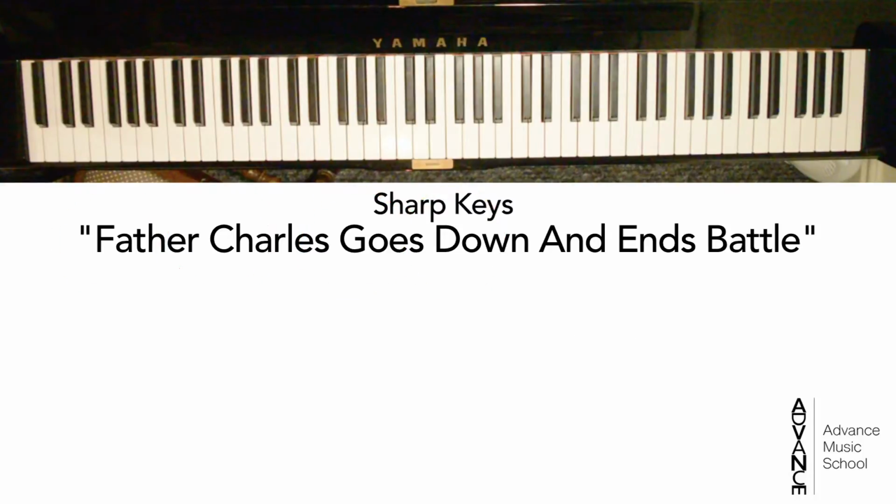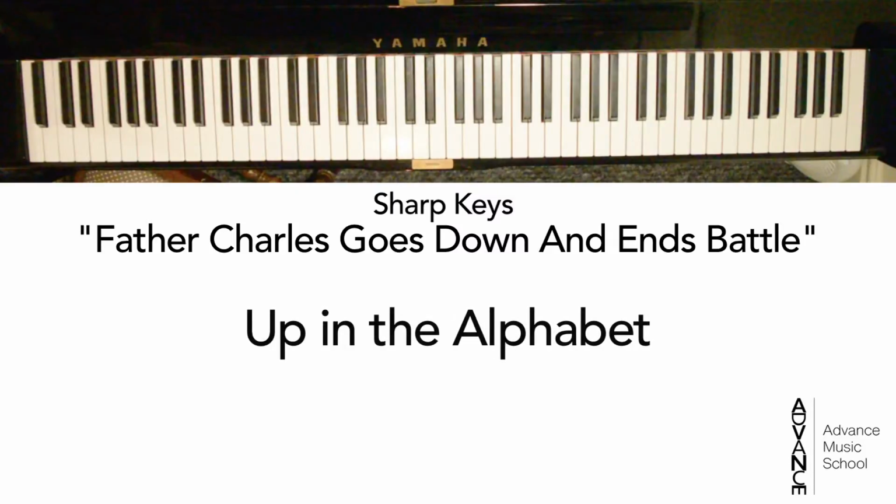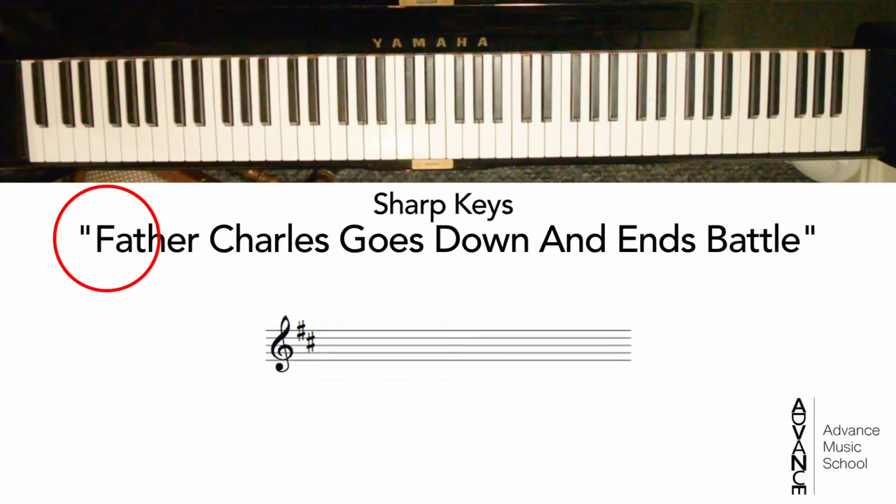In order to work out the name of the key for the number of sharps, we simply go down to the last sharp and go up 1 in the alphabet. So if a key has F sharp for Father and C sharp for Charles, we go up 1 note in the alphabet from C sharp for Charles, and we get D major.